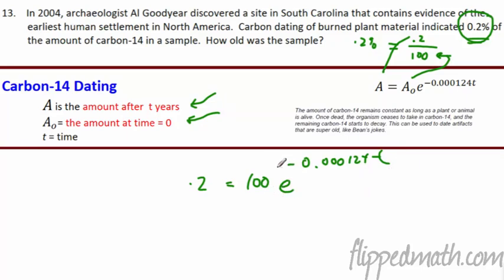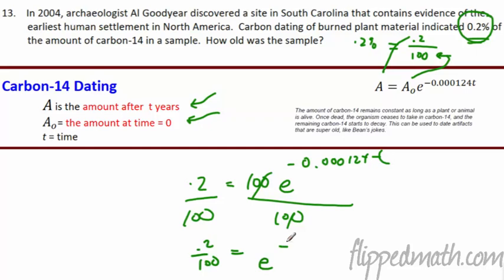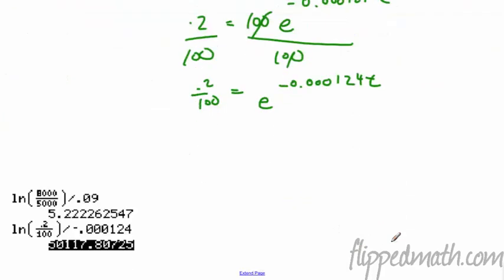First thing we have to do, we have to divide each side by 100 because we have to get that e isolated so we can use a natural log. All right, so we do that. We get 0.2 over 100 equals, they cancel there, e to the negative 0.000124 t. Now we take the natural log of each side.